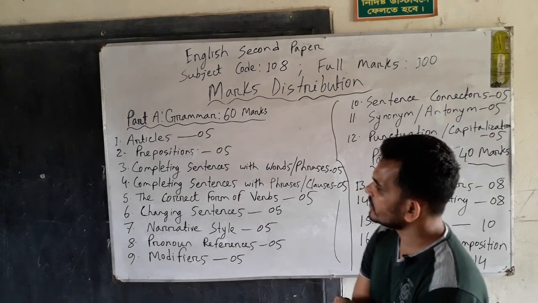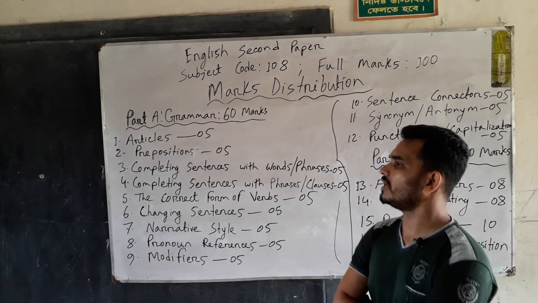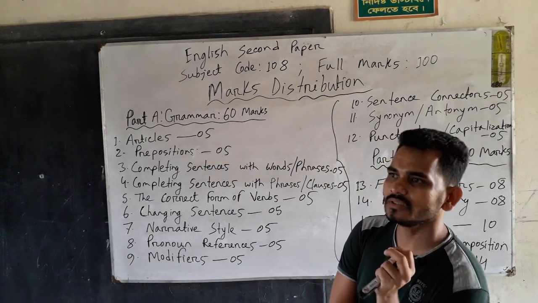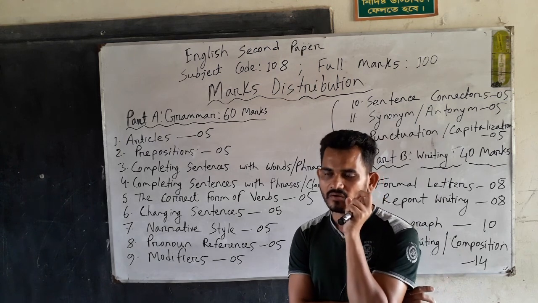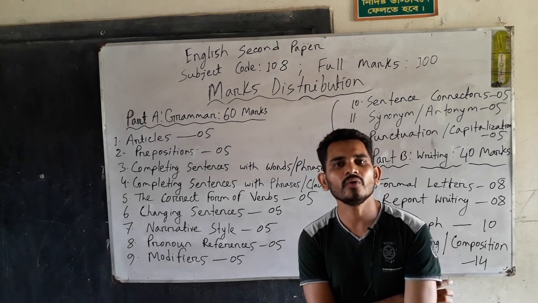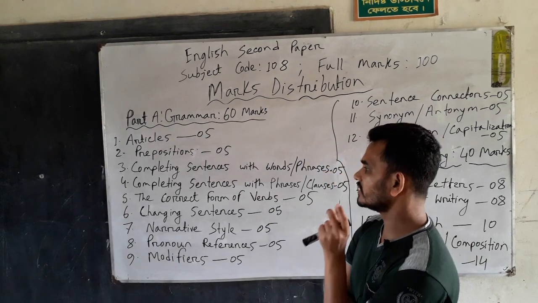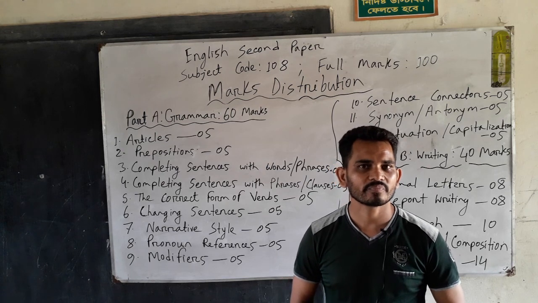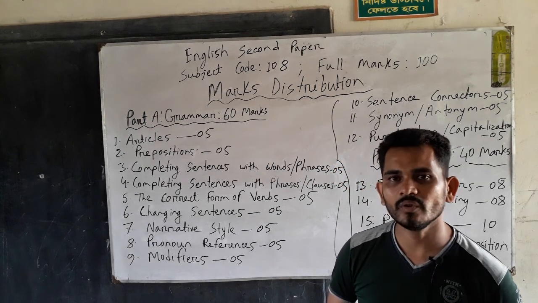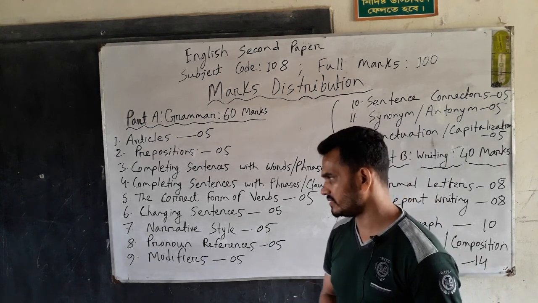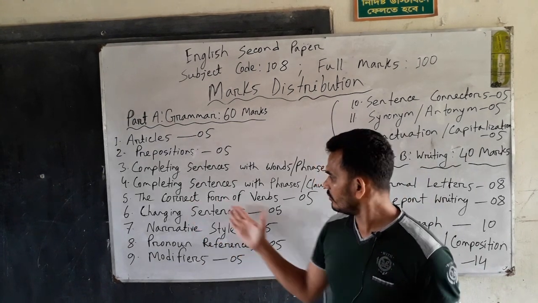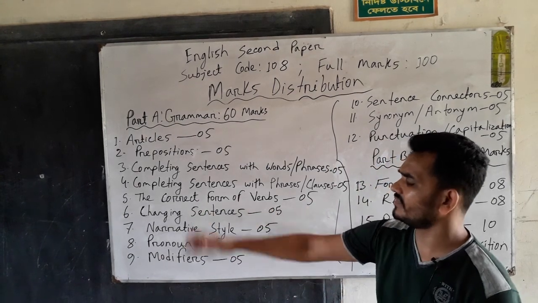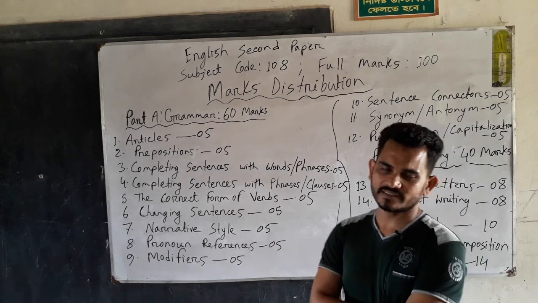In question number 5, correct form of verbs. In this question also, you will have 10 gaps. In each gap, you will write the correct form of verbs. By knowing the right form of verbs, you will have to fill the gaps. You will have 5 marks in this item. Then question 6, changing sentences.